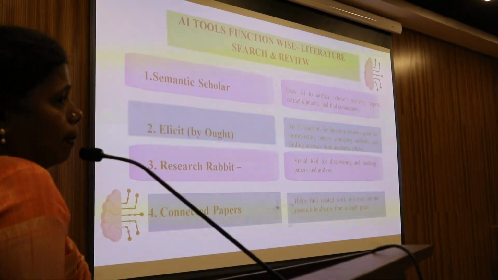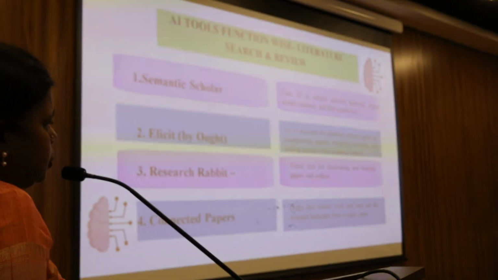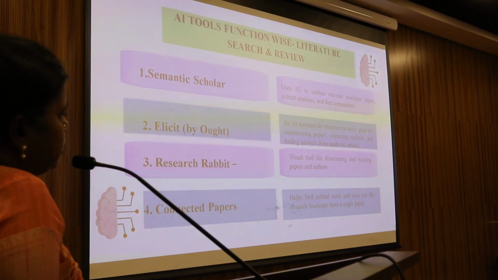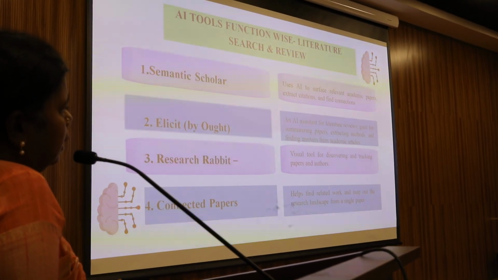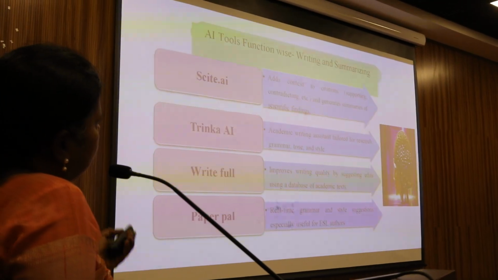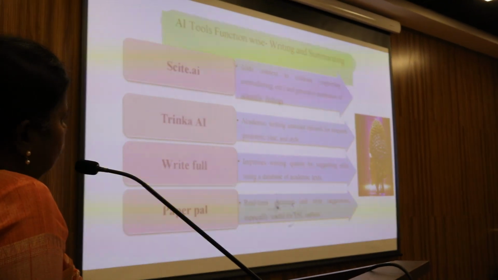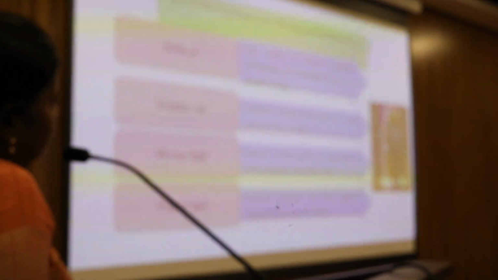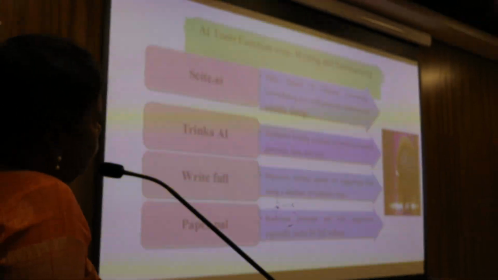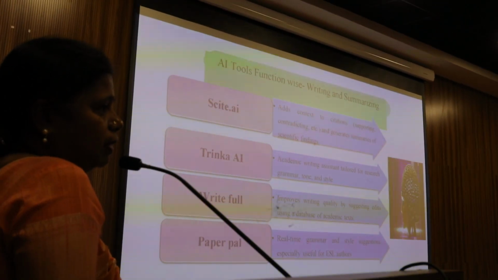And we have Research Rabbit, a visual tool for discovering and tracking papers and authors. And we have Connected Papers, which helps find related works and map out the research landscape from a single paper. So when you go to AI tools for writing and summarizing, you have Scite.ai, which adds context to citations, for example supporting and contradicting, and generates summaries of scientific findings.